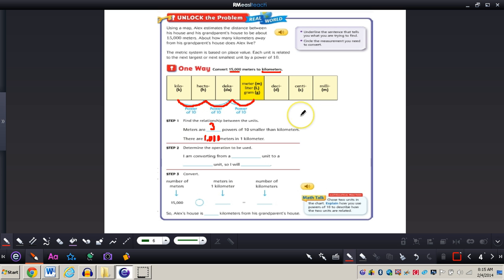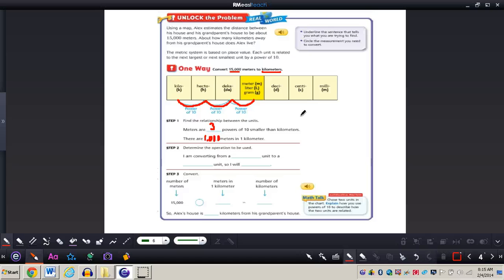Very simple to do conversions, unlike customary units of measurement where we have, for example, 12 inches in a foot, 3 feet in a yard, 5,280 feet in a mile, and so on. The conversions are all different, but metric units of measurement are all based upon powers of 10, which makes it very, very easy. Maybe that's why the whole entire world uses it, except for just a few countries.